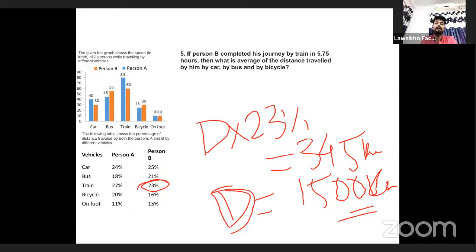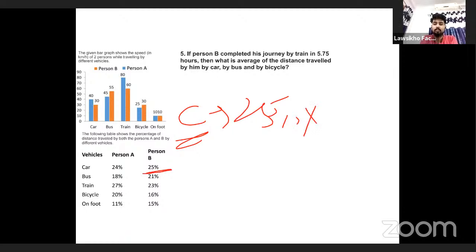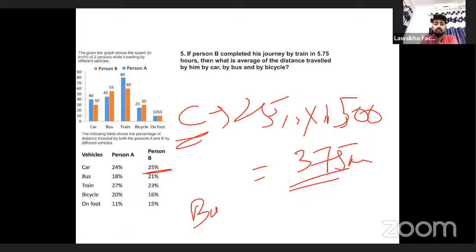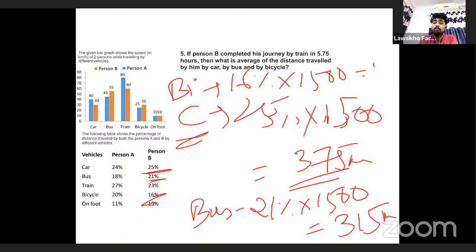टोटल डिस्टेंस आ गया तुम्हारा 1500 किलोमीटर। अब निकल जाएगा इंडिविजुअल कार, बस और बाइसिकल से। कार का क्या होगा? कार का शेयर कितना है? कार का शेयर है 25%, विच मीन्स 25% इंटू तुम्हारा टोटल डिस्टेंस था 1500, तो ये आ जाएगा तुम्हारा 375 किलोमीटर। बस से कितना आएगा? बस का शेयर कितना है? 21%, विच मीन्स 21% इंटू 1500, ये आ जाएगा तुम्हारा 315 किलोमीटर्स। और लास्ट क्या बचा तुम्हारा? बाइसिकल। बाइसिकल का शेयर कितना है? 16%, तो 16% इंटू 1500, ये आ जाएगा तुम्हारा 240 किलोमीटर्स। ठीक है, अब क्या निकालना है तुमको?